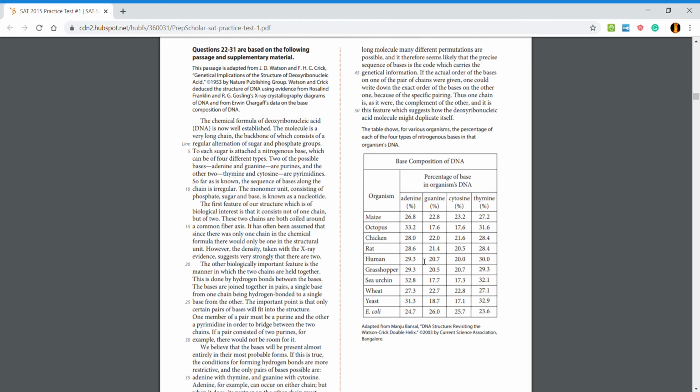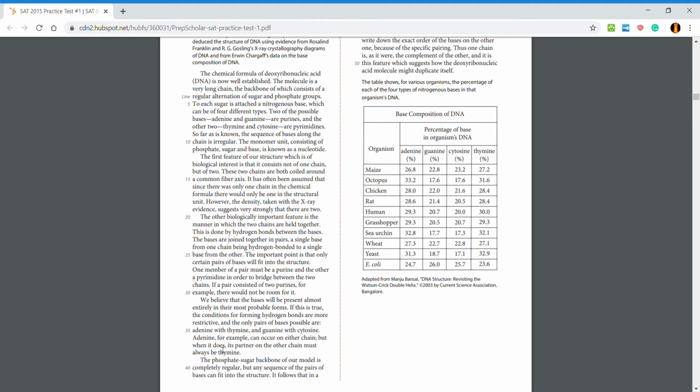If you look at the table, you can see that, for example, in sea urchins, 32.8% of all the bases are adenine, 32.1% of all the bases are thymine, 17.7% of all the bases are guanine, and cytosine is 17.3. You can see that these 2 closely match, and that applies for all the others. Obviously, the author included this in order to demonstrate how adenine can occur in either chain, but its partner will always be thymine, and how these are the only bases.